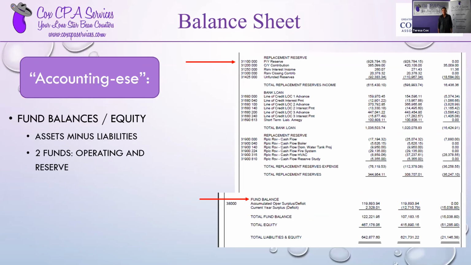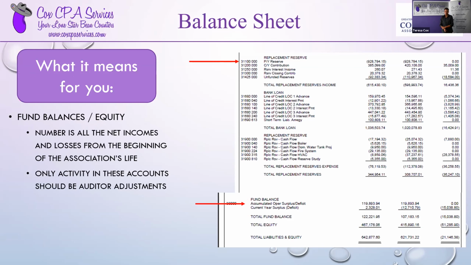Okay. Equity. This is the most popular question and the hardest one to explain. So for us, it's just assets minus liabilities is your equity. But that's not good enough for most people. So we've tried to come up with a way to explain it better so you have some feel for how it gets there. What we've thought of is it's really all of the net incomes since the beginning of time for the association.